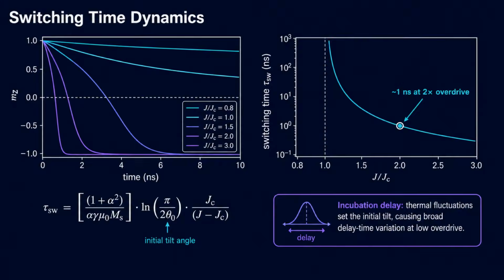STT switching time depends on the current overdrive ratio J over Jc. Near the critical current, switching is very slow and variable due to thermal fluctuations during the incubation period. With higher overdrive, switching becomes faster and more deterministic. At twice the critical current, switching times of about 1 nanosecond are typical. There's a trade-off between speed and power consumption.